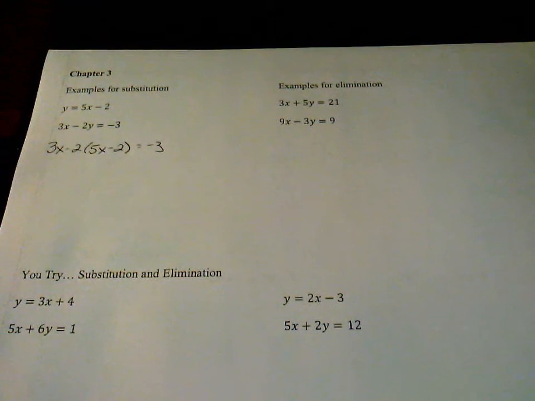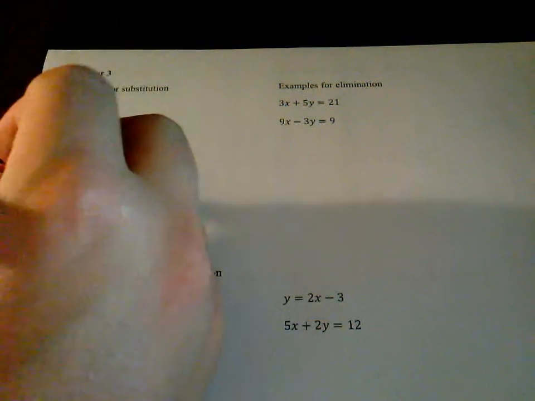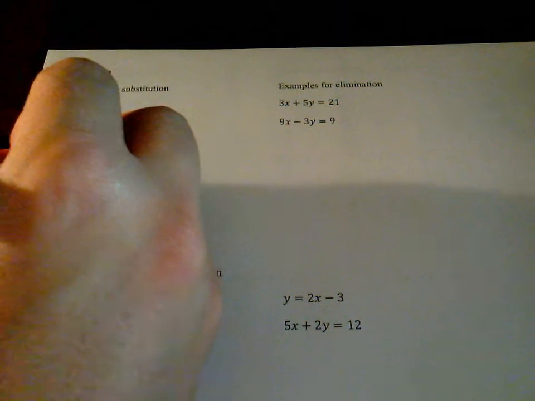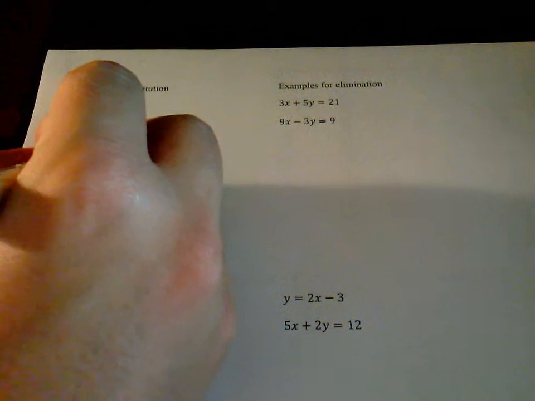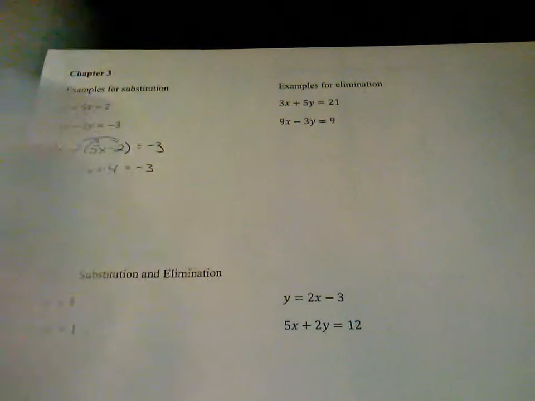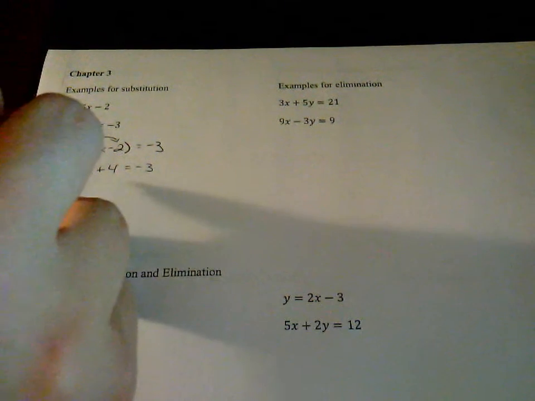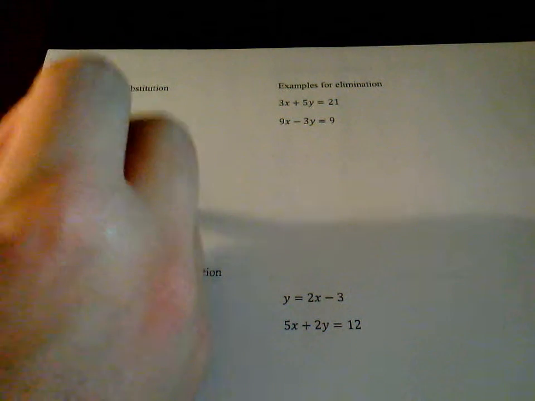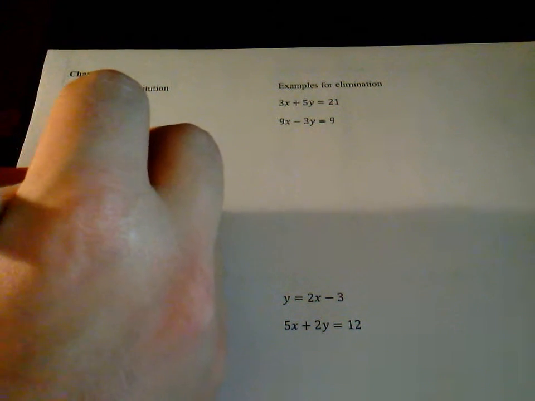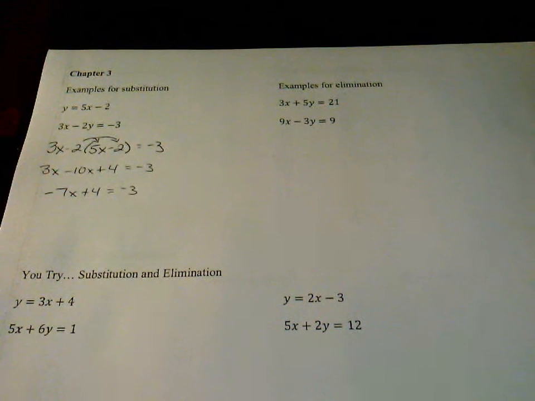Next step is to distribute, because we always have to get that thing out of the way first. You get 3x, this is a negative 2, so it's going to be negative 10x plus 4 equals negative 3. Next step, combine like terms, the 3x and the 10x, so it's going to be 3 minus 10, which is negative 7x, plus 4 equals negative 3.